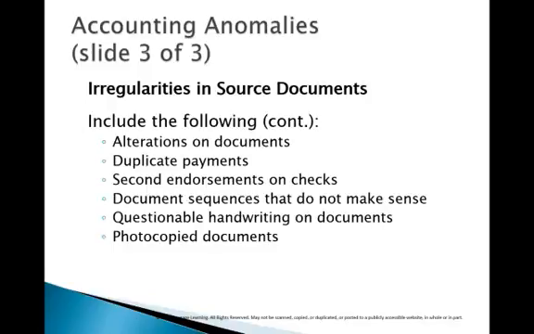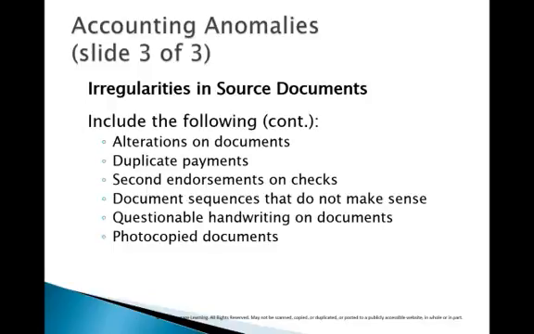Document sequences that don't make sense. So let's say that you have a vendor and you look at their invoice file and you have invoice 1, invoice 2, invoice 3, invoice 4, invoice 5 from that same vendor. Looks like you're their only customer. Well, maybe they're a fake vendor. Questionable handwriting on documents, as if things were marked out and documents were altered, sort of a similar approach. So if you see these types of alterations, photocopies, missing documents, documents with weird sequences, these are accounting anomalies.